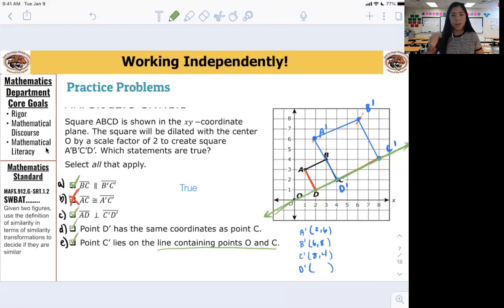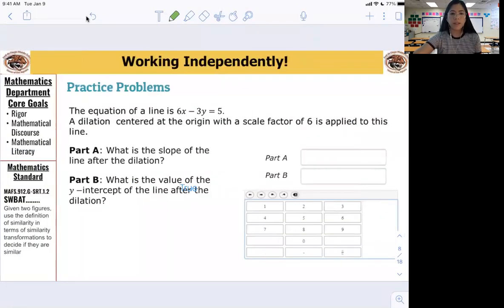Questions on this one? This one was a very good question. All right. Awesome. Next one. Here we go. This is another sort of EOC type of format. Can I get a volunteer to read this one for us?